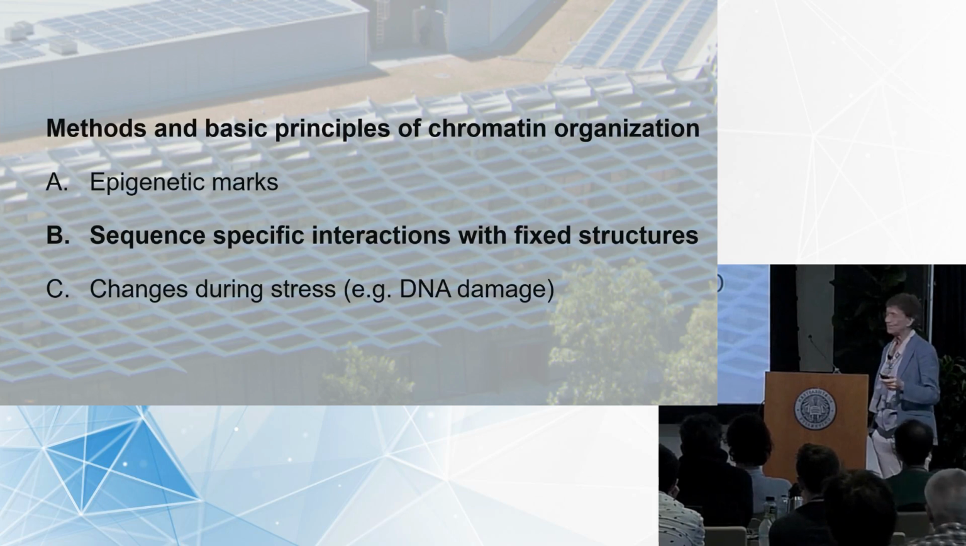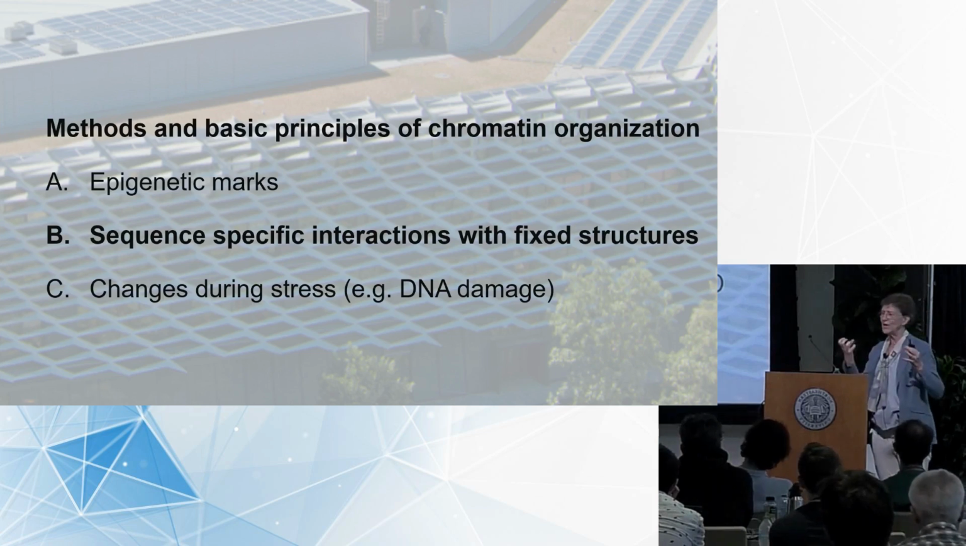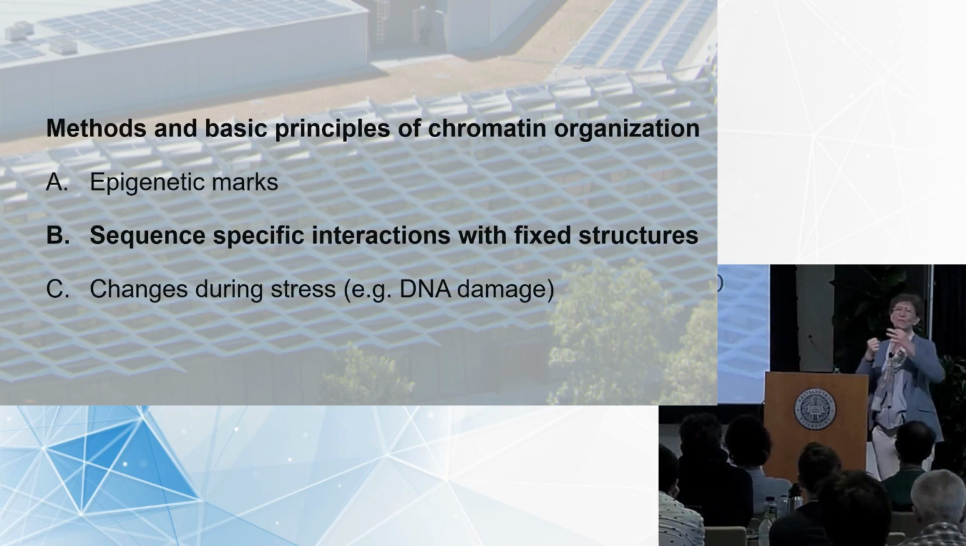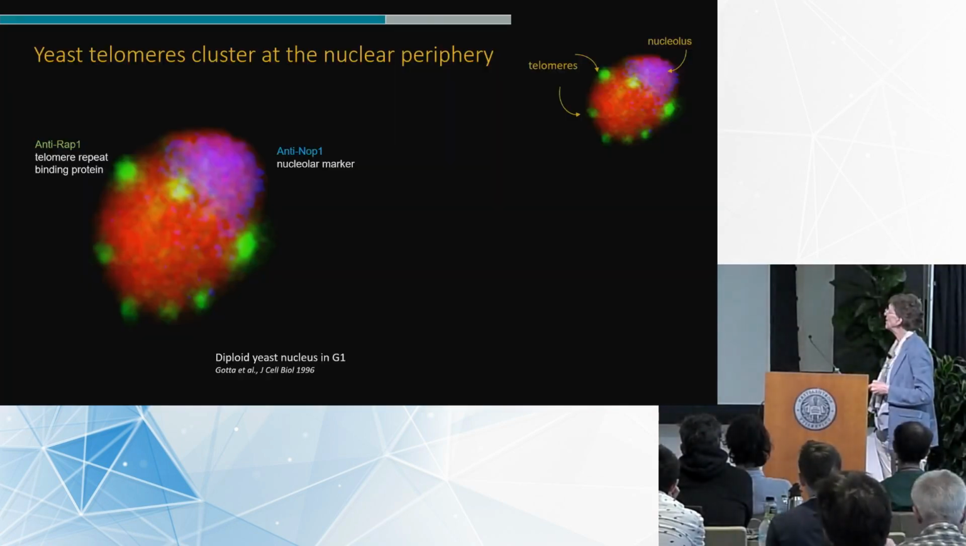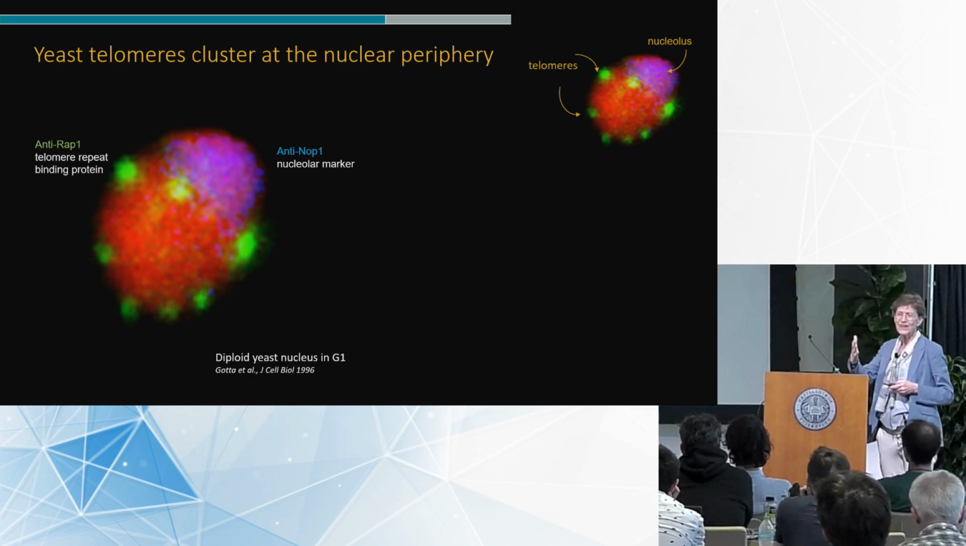So the second little vignette, and this is very short, is about sequence-specific interactions. Everything I've told you so far is about a mark on a histone. That means that it could be anywhere in the genome, and it would do its job. Now we're talking about sequence-specific interactions with fixed structures, once again mostly at the nuclear envelope, and I'm only giving you a personal view of this. It's one example, from my lab.